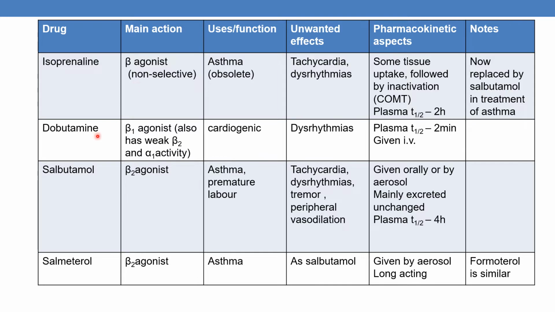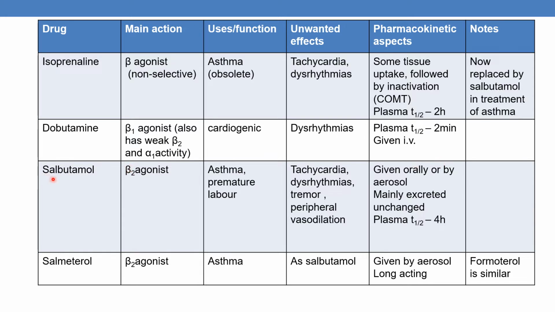The next is dobutamine. It is a beta-1 agonist. It also has weak beta-2 and alpha-1 activity. And it is cardiogenic. Unwanted effects are dysrhythmias. Plasma half-life is 2 minutes and it is given intravenously.